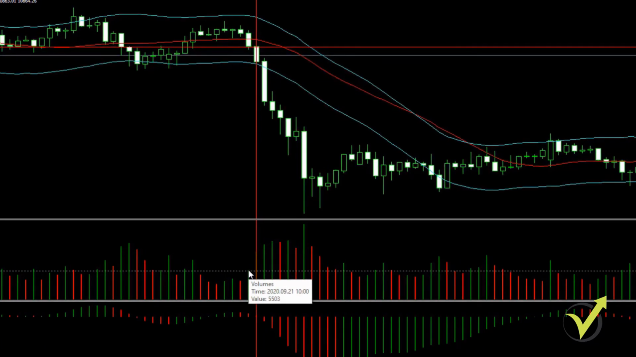You can see the volumes, the value is 5,503 on the closing of that bar. On the opening of the next one, we should take the trade. And in this case, we are selling because the moving average starts to fall. If I put the mouse on the moving average, you can see that on this bar, the value of the moving average is 10,924.80. And on this bar, it is already 10,922.97. Okay, it's a smaller value.